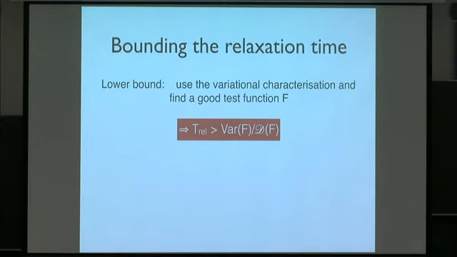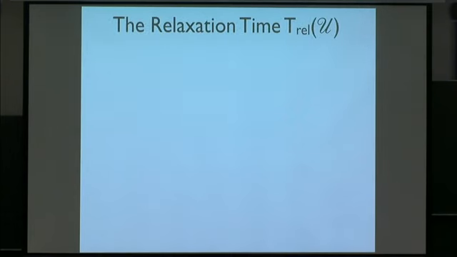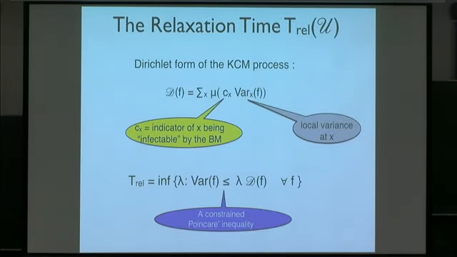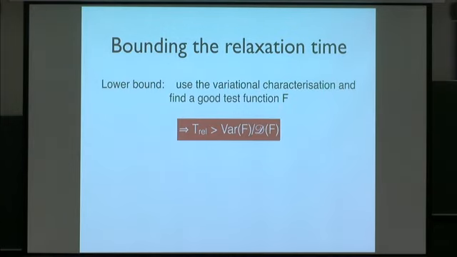Okay, so which are the general tools to bound the relaxation time? We saw that the relaxation time is roughly proportional to the average of the infection time, so it's interesting to have good bounds on it. For a lower bound, you can use just the variational characterization. The tool is to figure out a good test function f, compute the variance, and divide it by the Dirichlet form of that function. That will give you a lower bound on the relaxation time.